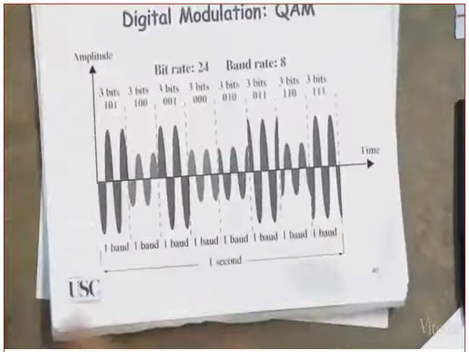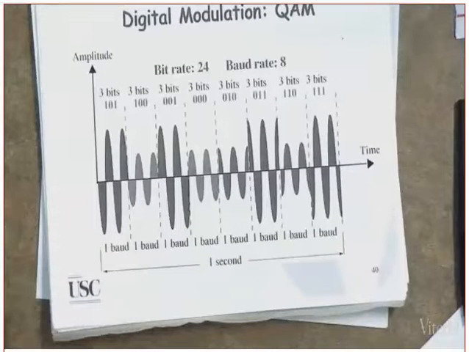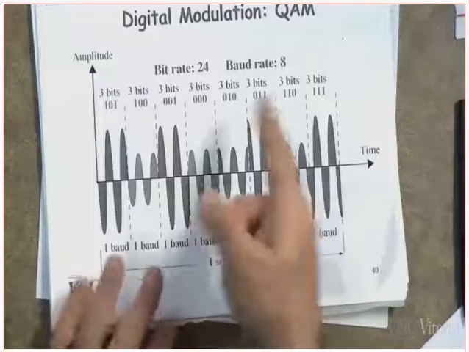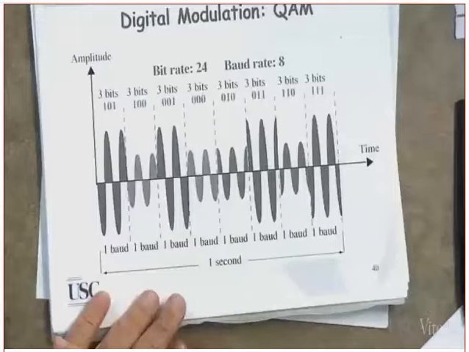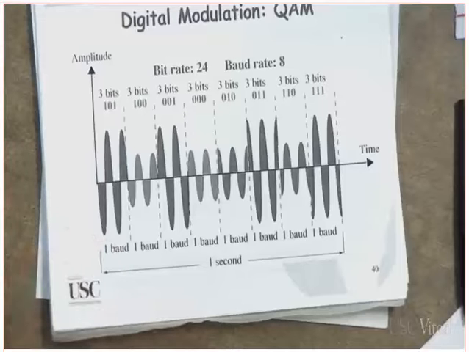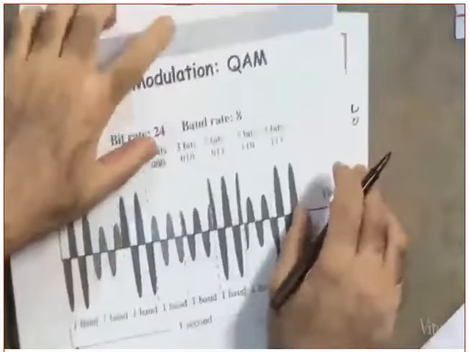Answer me the following question. Look at it. Tell me what am I changing? I'm changing the amplitude and I'm changing the phase. How many amplitudes do you see? You see 2 amplitudes. How many symbols do I have? I have 8 symbols. So if I have 2 amplitudes, how many phases should I have? I have 4 phases. With 1 amplitude, I could have 4 phases. With the other amplitude, I could have another 4 phases. Yes?